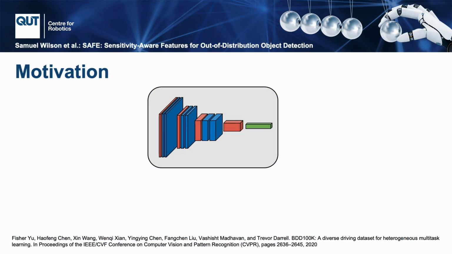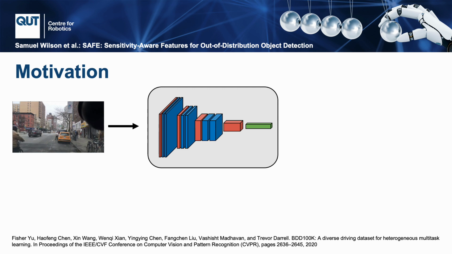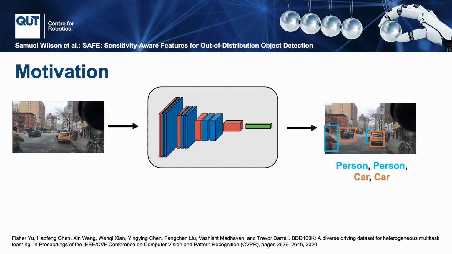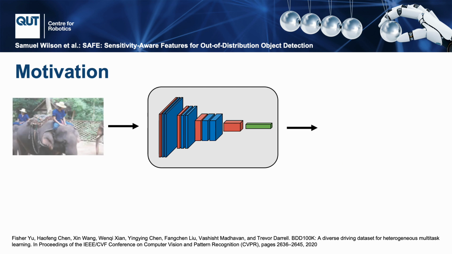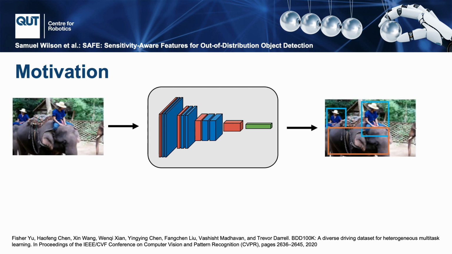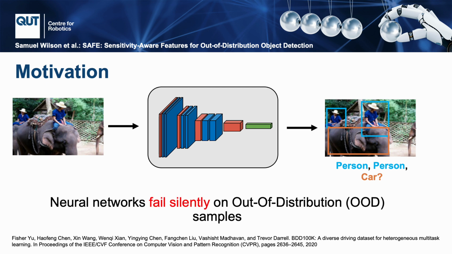It is well known that deep neural networks perform well when tested on data that closely matches their training distribution. However, when tested on out-of-distribution samples, deep neural networks are often overconfident in their erroneous predictions. More concretely, neural networks fail silently on out-of-distribution samples.